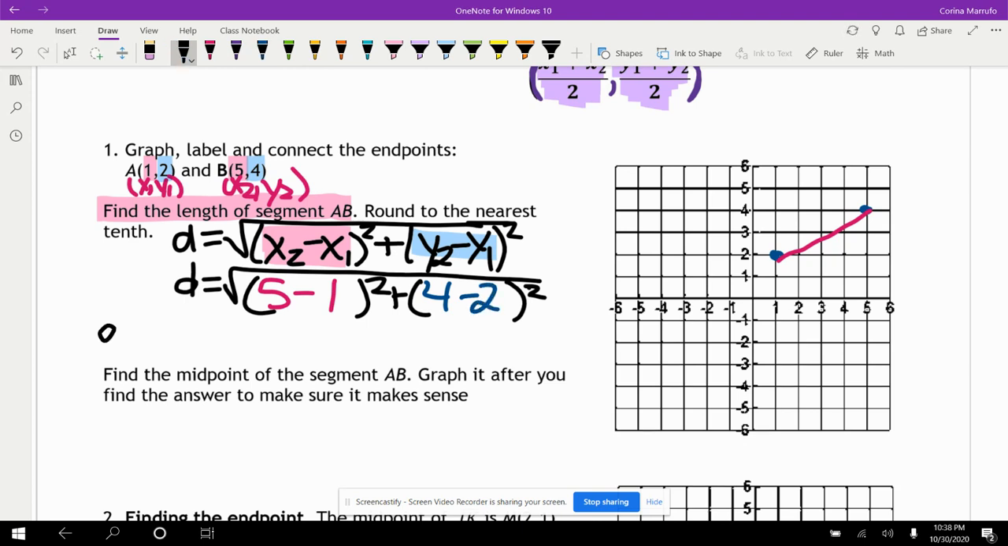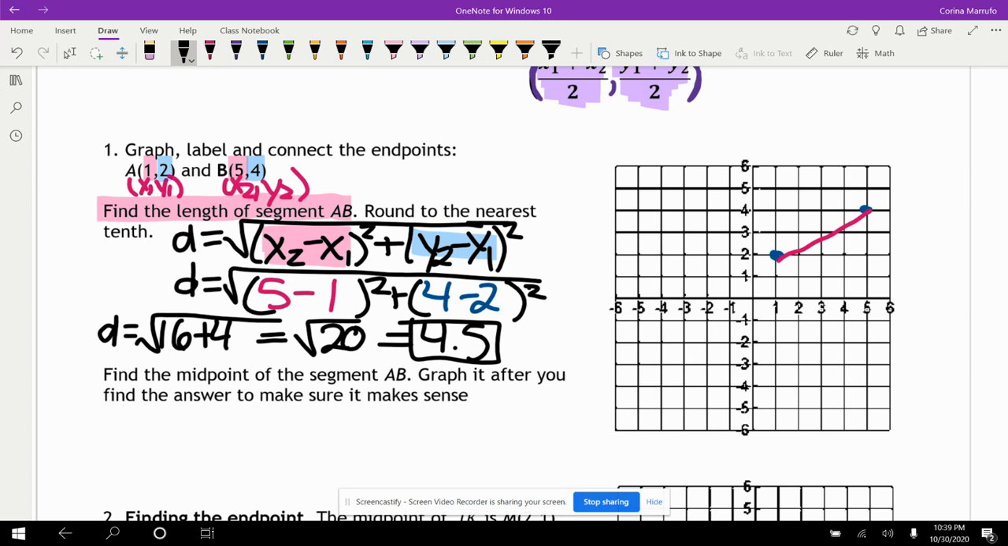All right, so our distance here equals the square root of 5 minus 1 gives us 4. Okay, and then 4 squared is 16. Plus. Okay, and then we do 4 minus 2 is 2, and 2 squared is 4. So we're going to go ahead and 16 plus 4 is 20. So we're going to find the square root of 20, which gives us, I'm going to go ahead and plug that into my calculator. The square root of 20 gives us 4.47. They want us to round to the nearest 10th, so that would round to 4.5.